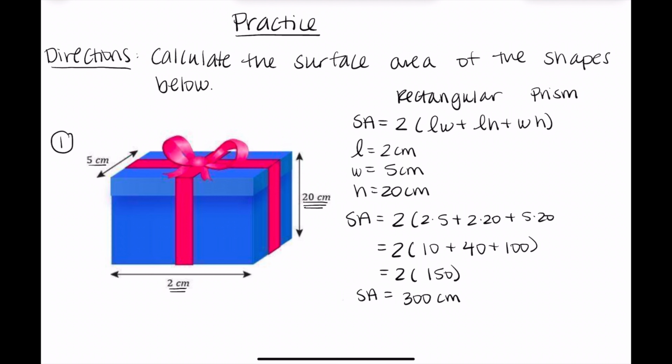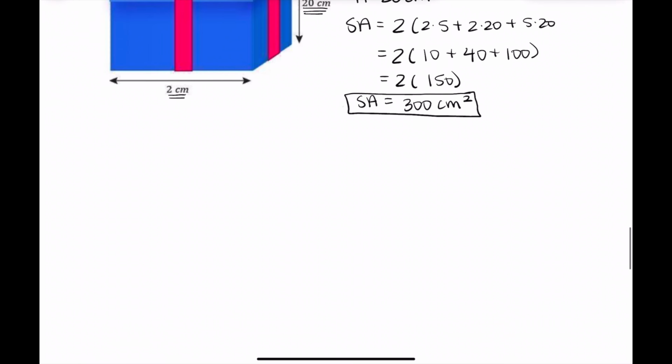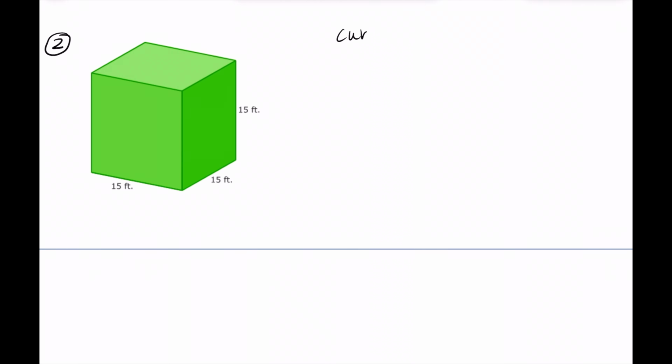So the surface area of this gift box will be 300 centimeters squared, because the units for surface area are always going to be squared. And that wraps up our first practice question for today. Now we'll get on to our second one.